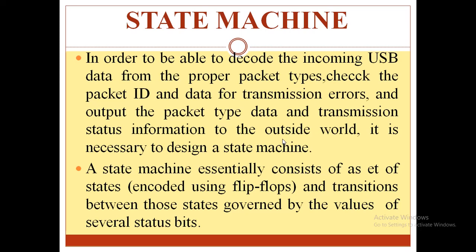The second thing is that a state machine essentially consists of a set of states and transitions between those states governed by the values of several bits. Suppose the state machine consists of a number of states, the state transitions are carried out from one state to the next state. That information can be represented in the form of digital bits. That is, we can represent several status bits. Those status bits indicate how the transitions take place within the states.